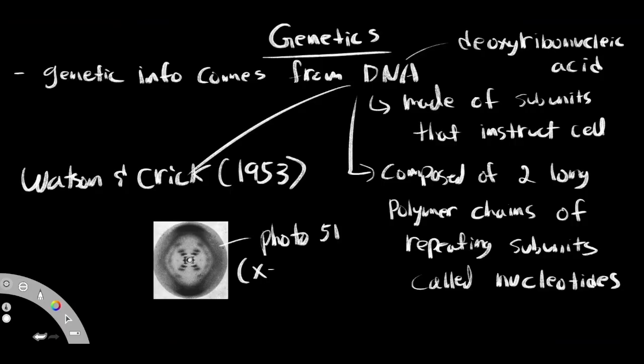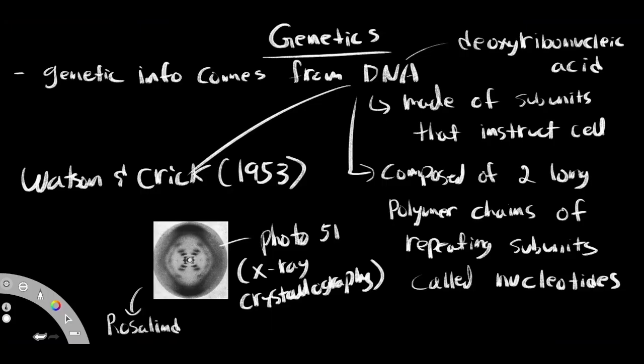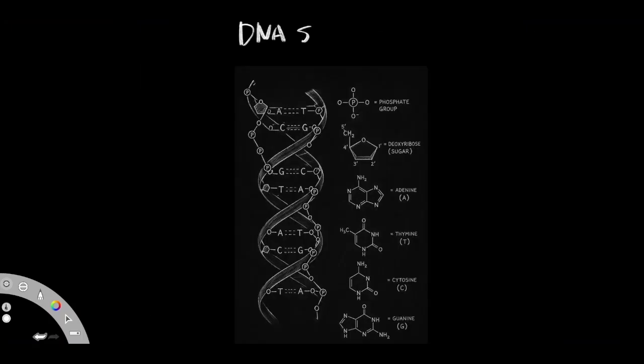Again, using that method of X-ray crystallography. So credit really should go to Rosalind Franklin for discovering what DNA looks like. And it's just unfortunate that she was not recognized back then for the work that she did. Now looking at this DNA structure, let's dive into it with a little bit more detail.